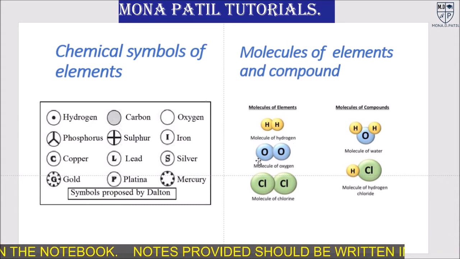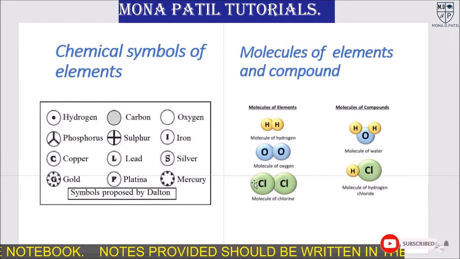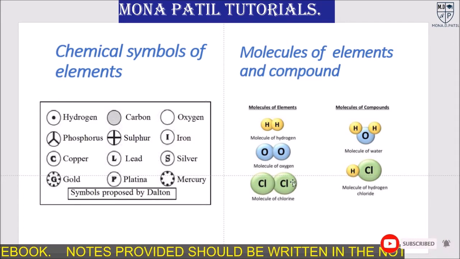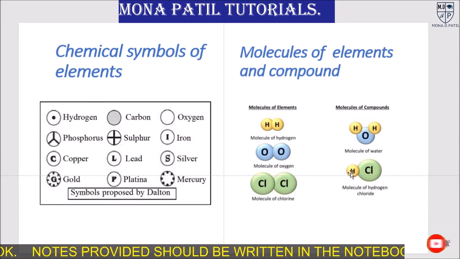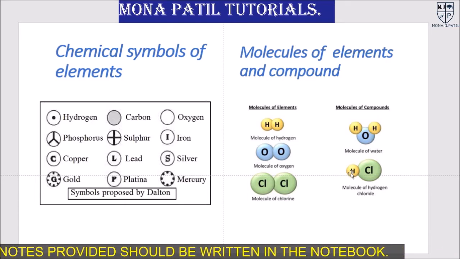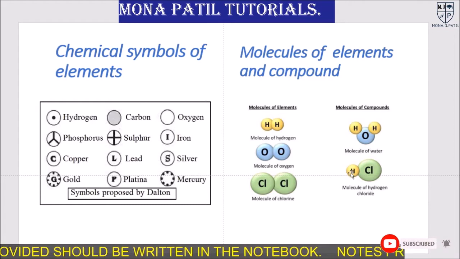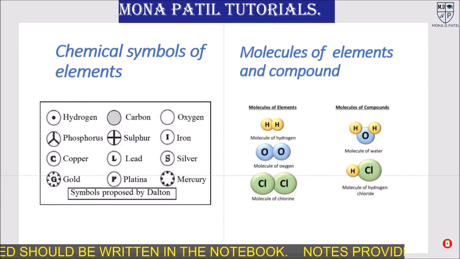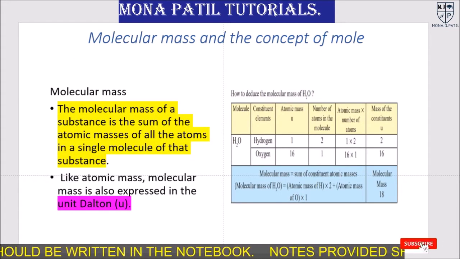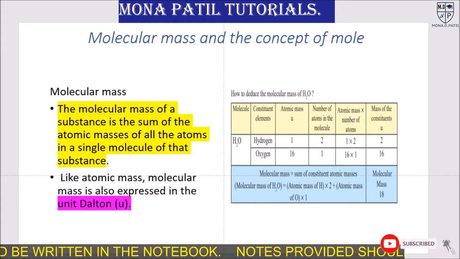Oxygen, here it is the molecule of oxygen. Here it is the molecule of chlorine, but when chlorine is combined with hydrogen, it can form the compound hydrochloric acid. And then next, molecular mass and the concept of mole.